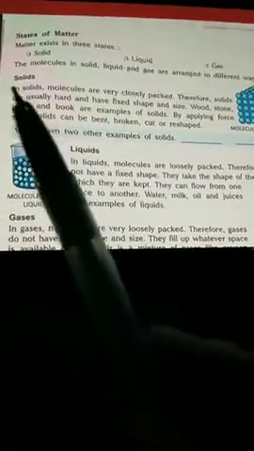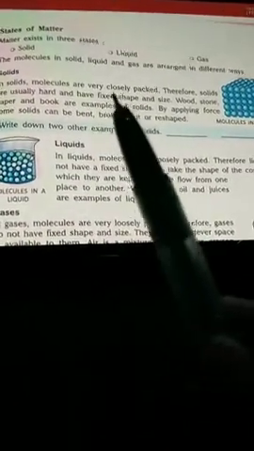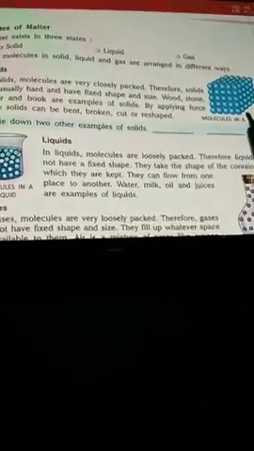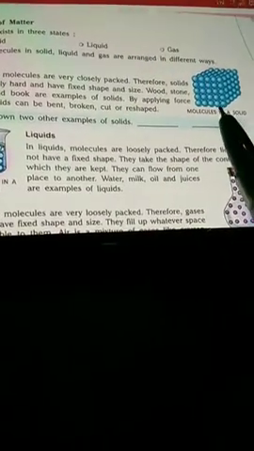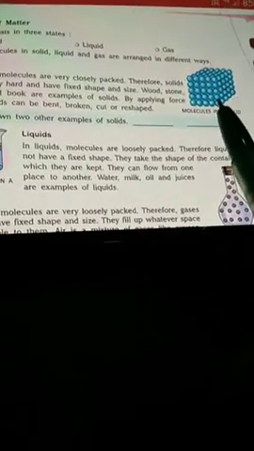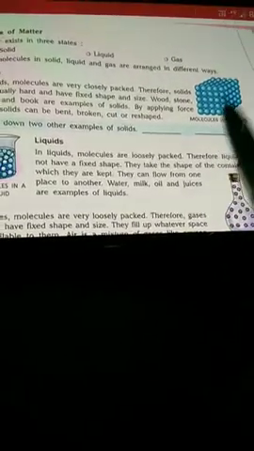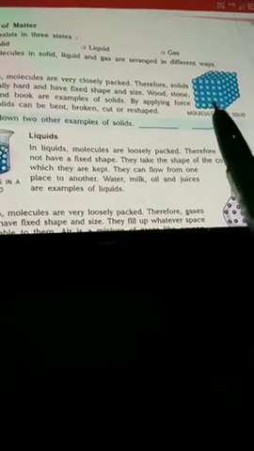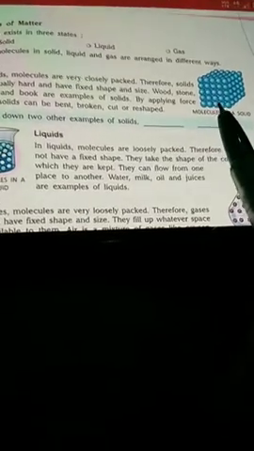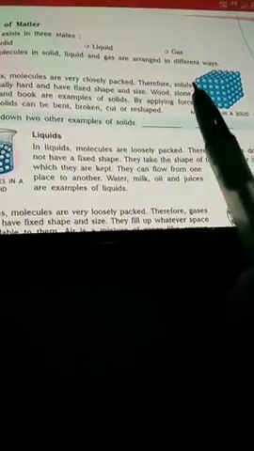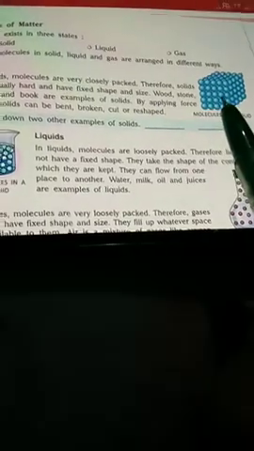Solids. In solids, molecules are very closely packed, as you can see in the picture also children. These are the bricks of the wall, and similarly here are the molecules, the building units of any matter. The molecules are very closely packed to each other, meaning there are no spaces between the molecules.